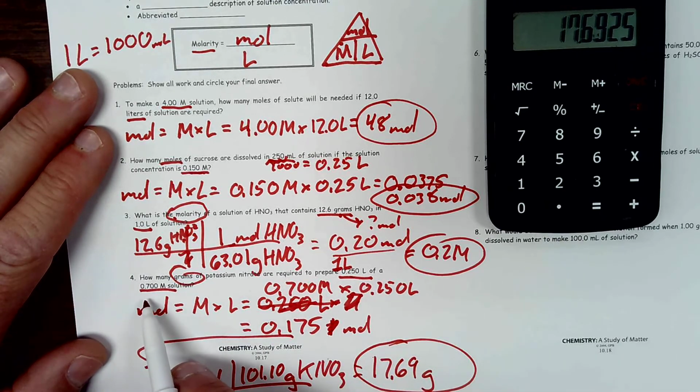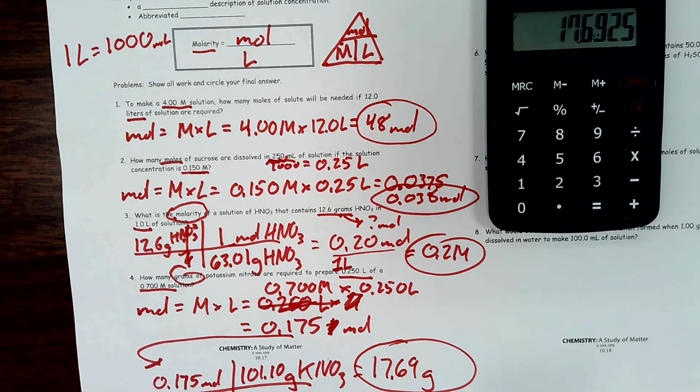And that's how I figure out how many grams I need in order to make 0.25 liters of this 0.70 molar solution. So use these example problems to help you, and I'll do another example tutorial that I will post as well.